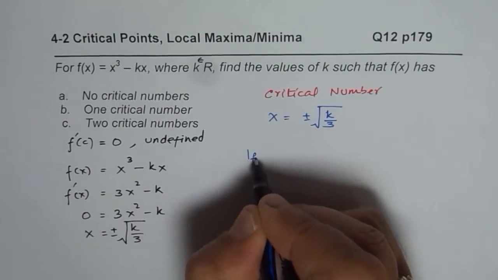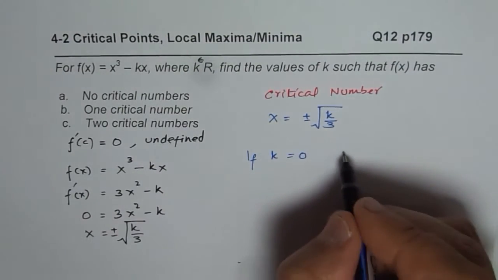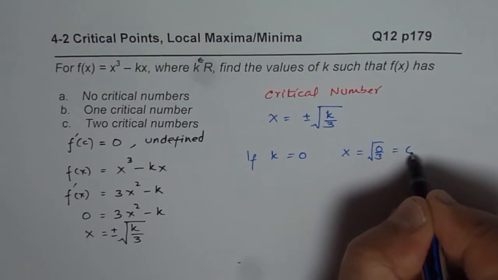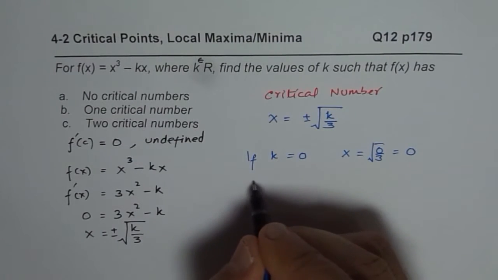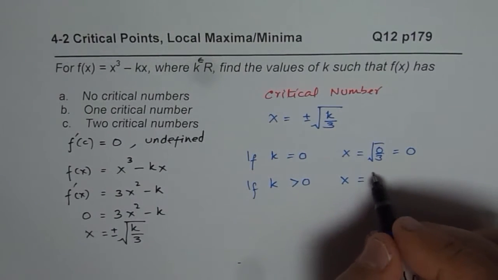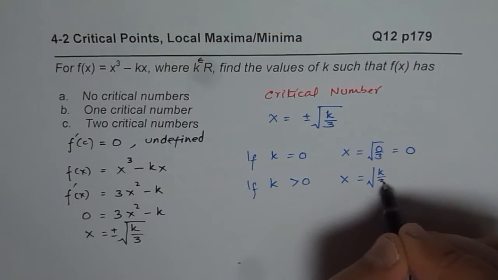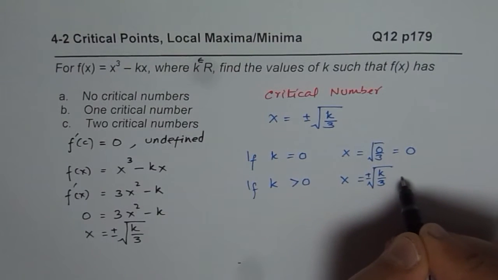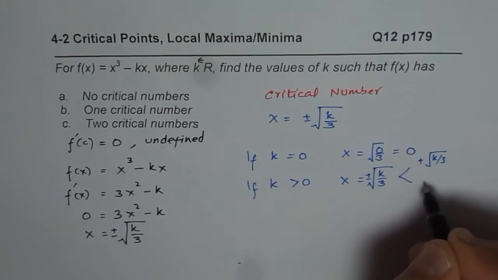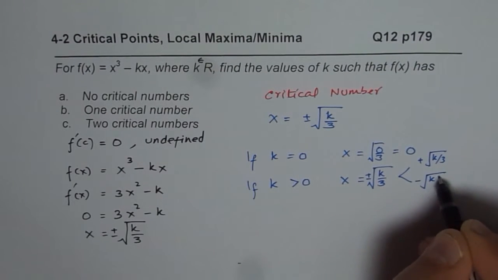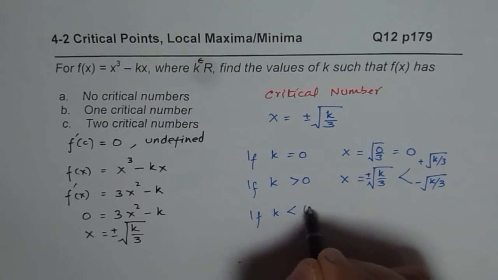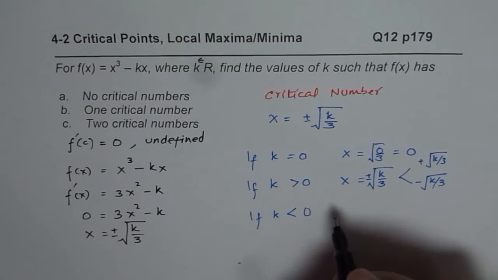So if k is equal to 0, then x is equal to square root of 0 over 3, which is 0. So there is only one critical number. If k is greater than 0, in that case x will be equal to square root of k over 3, and since it is greater than 0, we expect two values. So we have two values, one positive square root of k over 3, the other one will be negative square root of k over 3.